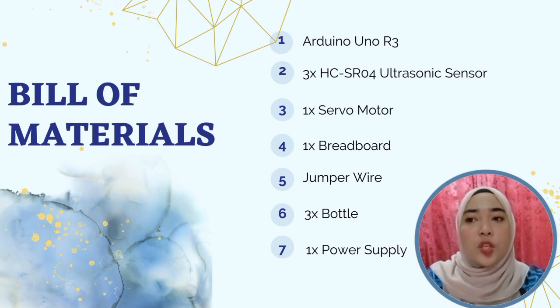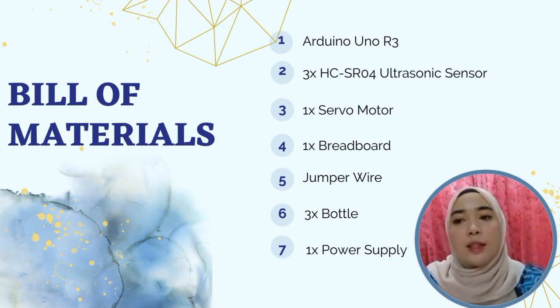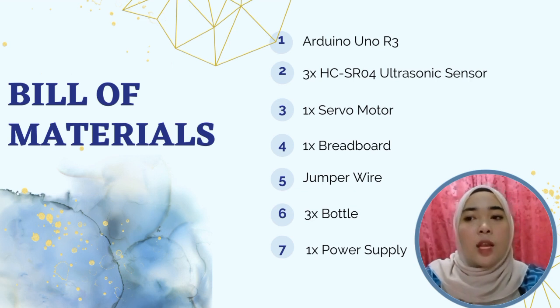What we use is Arduino Uno R3 to control the sorting machine. The HC-SR04 ultrasonic sensor will be used to detect the distance to the bottle. Servo motor: this motor will be used to control the position of the sorting arm. Breadboard is used to connect the electronic components. Jumper wire will be used to connect the components on the breadboard. Bottle: these bottles will be stored. Power supply: this will provide power to the sorting machine.